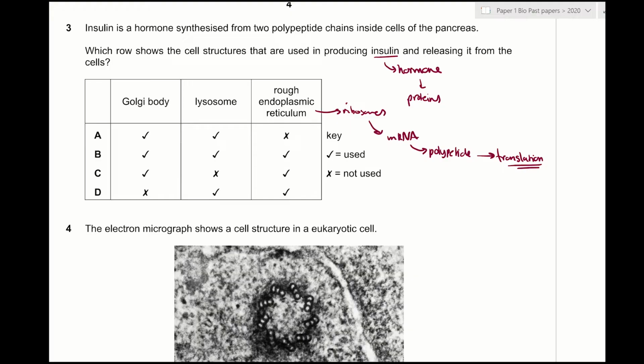Therefore, after translation in the rough endoplasmic reticulum, these polypeptides are packaged into vesicles, which indeed move to the Golgi body for modification and packaging. Therefore, here we have the Golgi body involved, and the rough endoplasmic reticulum also involved. Now, are lysosomes involved? No, they're surely not, because lysosomes contain hydrolytic enzymes, and hydrolytic enzymes have nothing to do with insulin. Therefore, the only correct answer must be C.